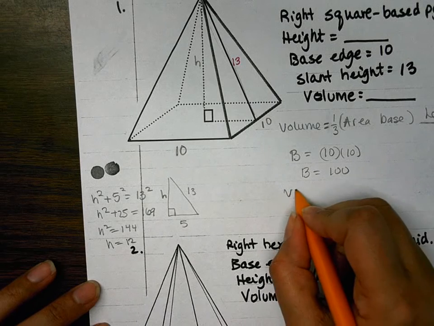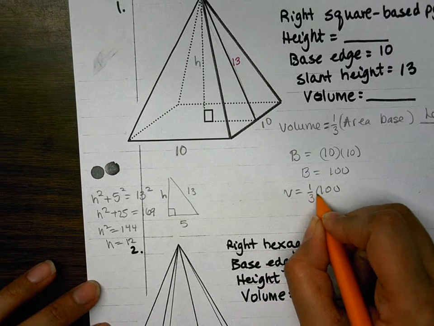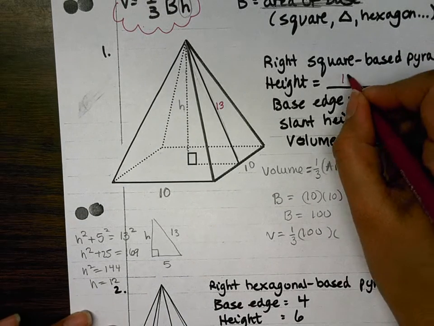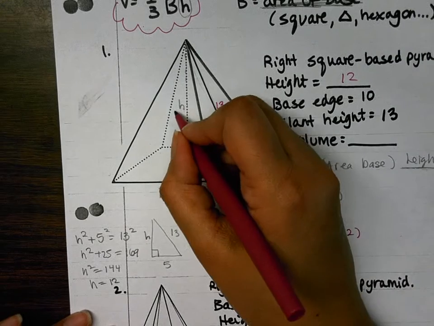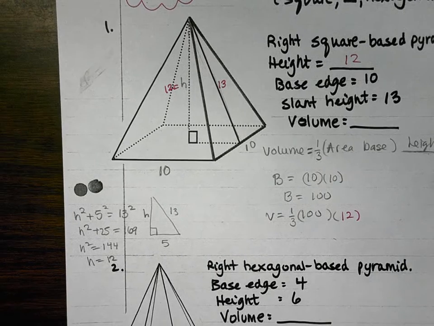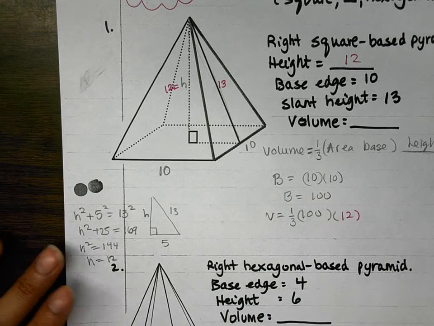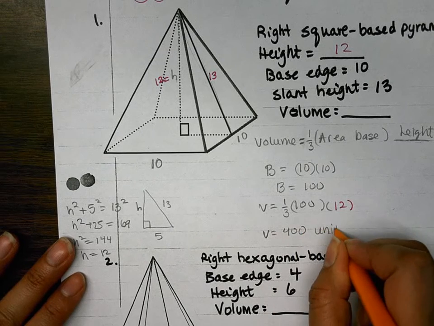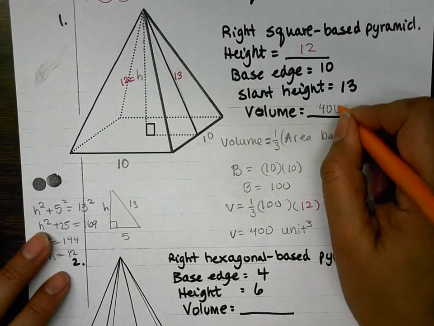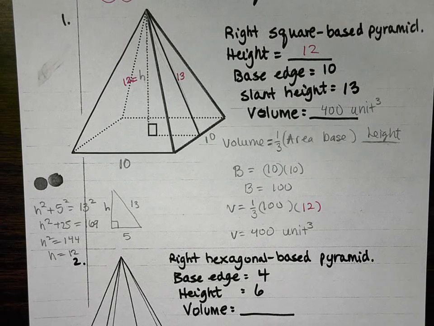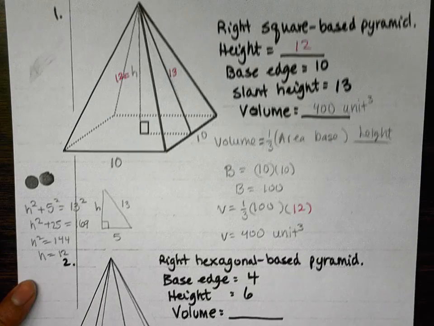All right, so my volume is 1/3, sorry, 100 times height. We just found the height to be what? 12. So 100 times 12 divided by 3. What do we get? 400 units cubed. Did you find one? Okay. All right. Questions?